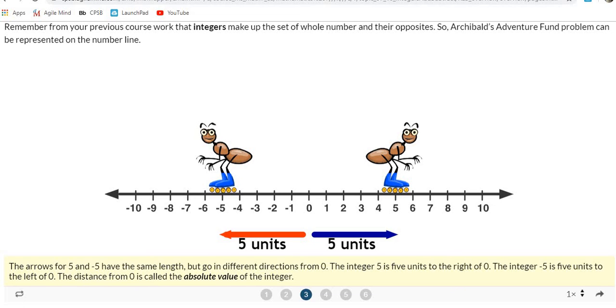Distance cannot be negative. It is always positive. So what would the absolute value of a negative 8 be? 8. What would the absolute value of 6 be? 6. Its opposite of 6 is negative 6.